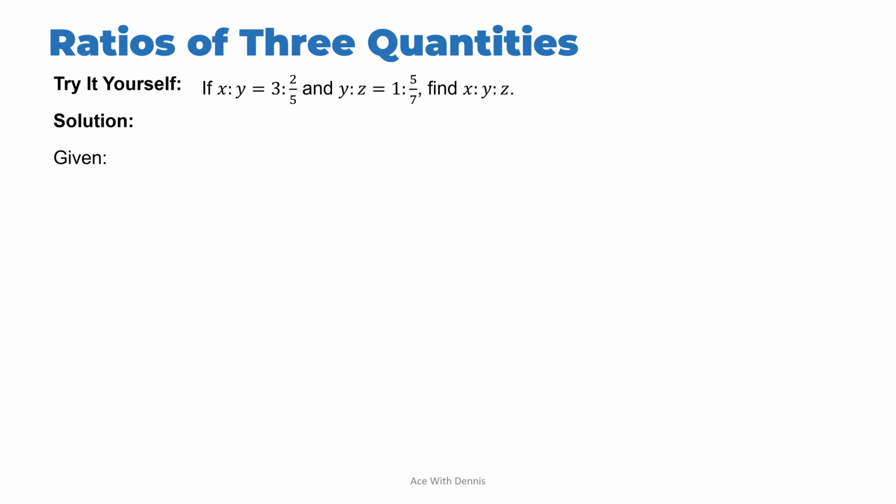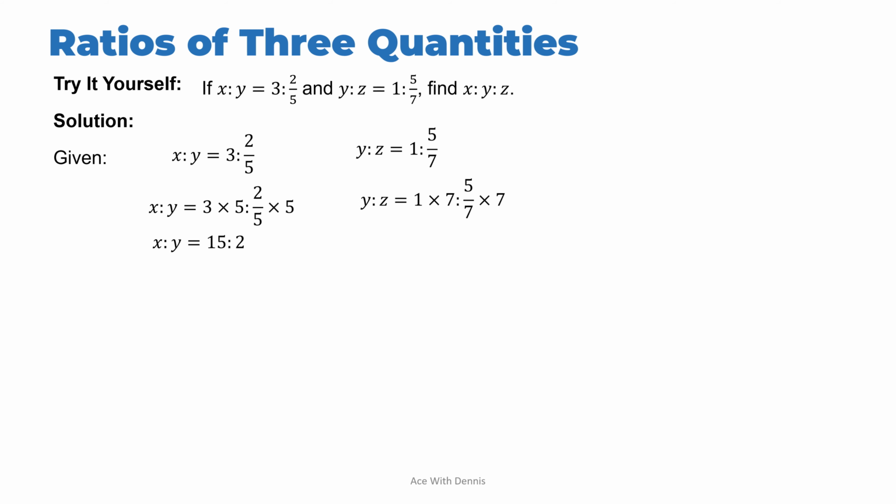Alright, here's the solution. Given the ratio of x to y equals 3 to 2 over 5 and the ratio of y to z equals 1 to 5 over 7. The very first thing we need to do is simplify both ratios to the simplest form where the value for both quantities must be a whole number. Therefore, for the first ratio, we multiply both quantities by 5 and we get the ratio of x to y equals 15 to 2.